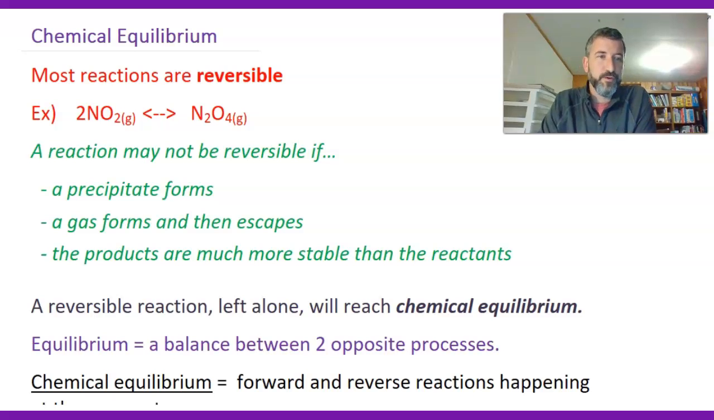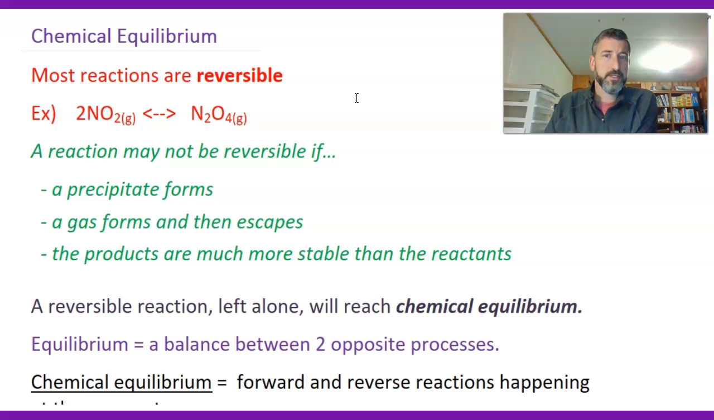Basically, we're talking about reversible reactions. So here's an example of a reversible reaction. Anytime you see that arrow going in both directions, you know that the reaction is reversible. So once you form the products, those products can go back to reactants. And that doesn't work for all reactions.